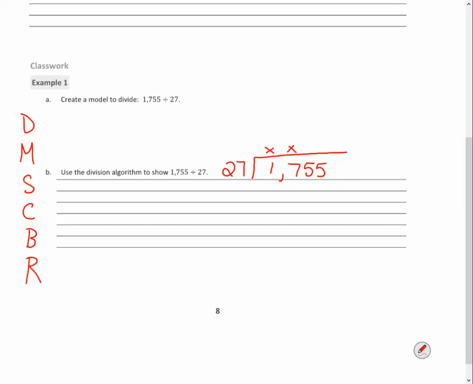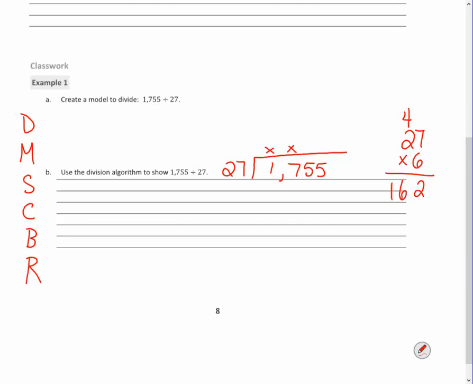So I'm going to try 6, just because I know 27 is pretty close to 30, and 175 is pretty close to 180, and I know 30 would go into 180 6 times. So I'm using a little mental math, a little estimation to get me in the right area. All right, so 27 times 6, let's try it. 6 times 7 is 42, carry my 4. 6 times 2 is 12. 12 plus 4 is 16, so 162.